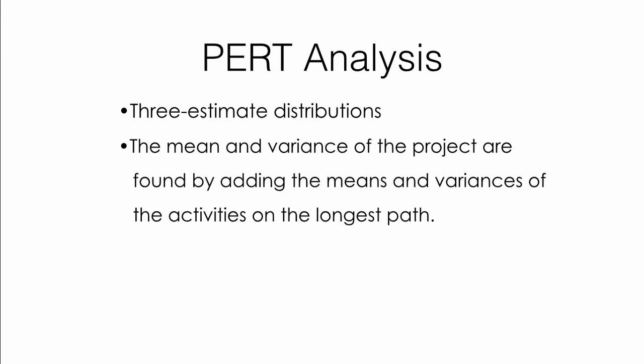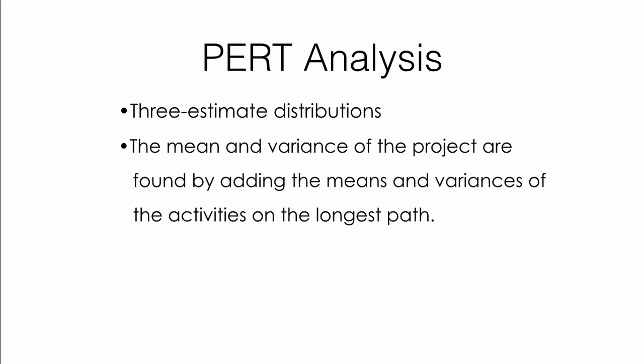When we have the mean and variance of each activity on the network, we can then find the project duration by looking at the critical path and adding the means of each activity on the critical path and adding the variances along the critical path. This gives us the mean of the project duration and the variance of the project duration.